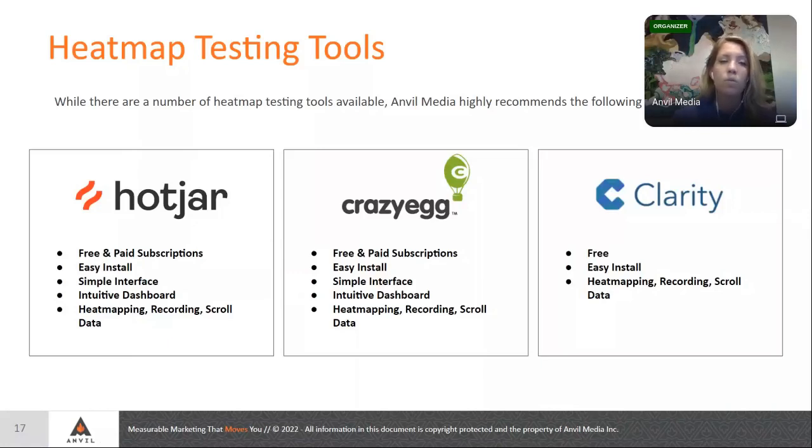And then on the right-hand side, we also have Microsoft Clarity. We do recommend this tool just because it is entirely free. It's not as intuitive as Hotjar or Crazy Egg, so there is a little bit more of a learning curve here, but you do still get the pieces of data that you see in Hotjar and Crazy Egg. You get the heat mapping, the user recording, scroll data, things like that. The only difference here is that it is free and it's easy to install, but the dashboard and the actual functionality, it does take a little bit longer to learn.